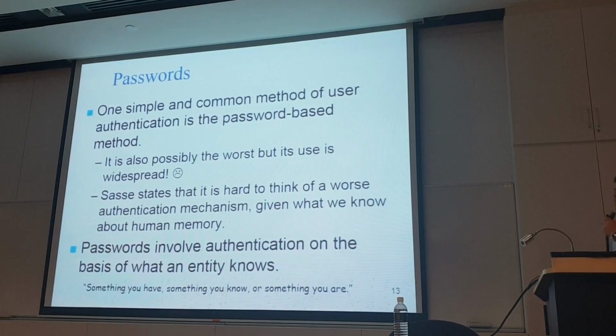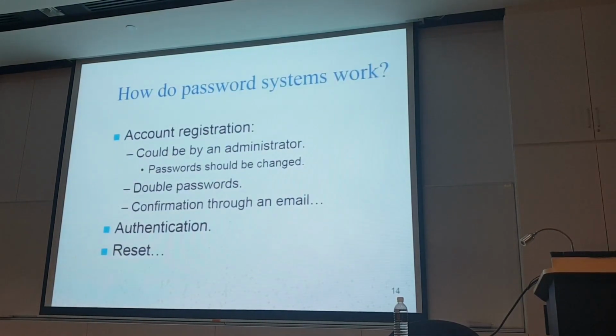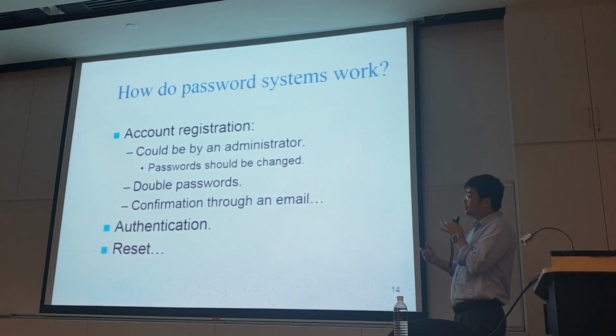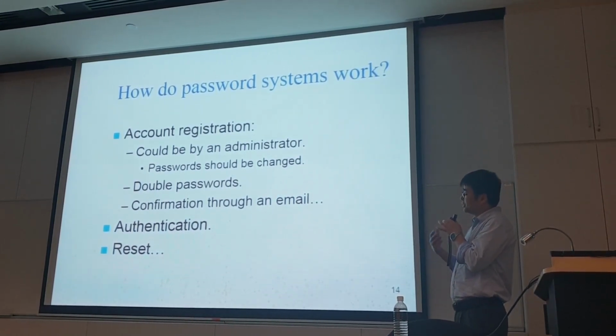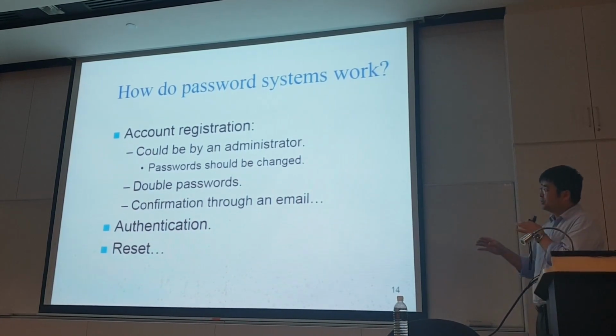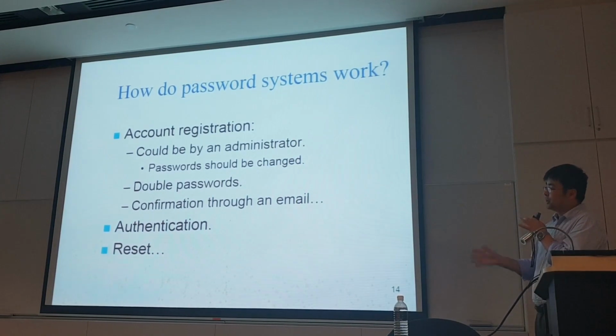However, nowadays we try to use password-based authentication together with some other authentication mechanism that can address the limitation of password. So this is how a password system usually works. You need to register an account and provide a password. The system sometimes will give you some specific rules. So you need to have a capital letter, lowercase letter, special symbols, numbers, and so on.